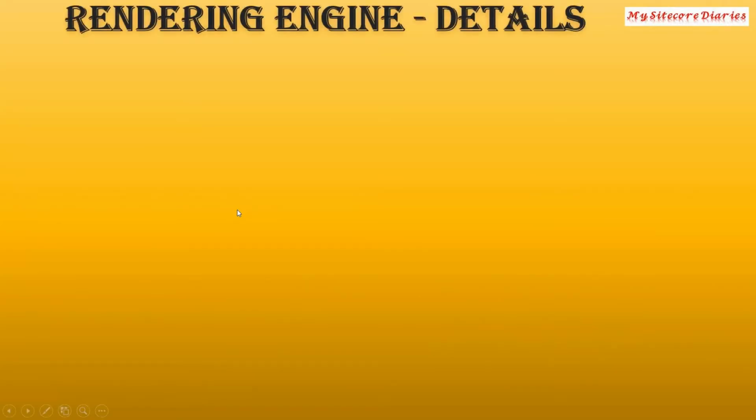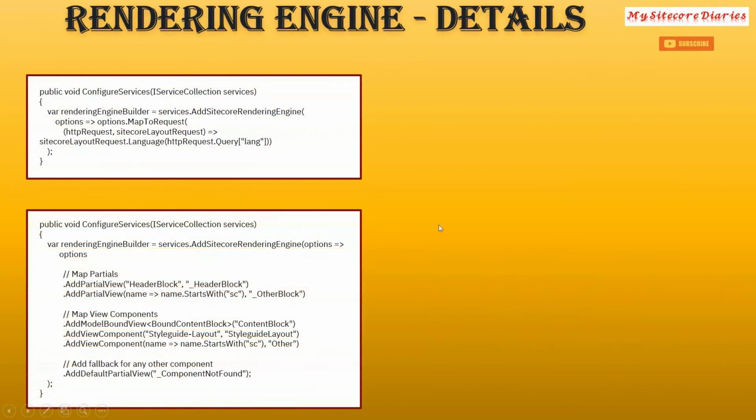So there is an example I have brought here. Here you see add Sitecore rendering engine options, where we map the request. Here your Sitecore layout request language is mapped to the HTTP request query lang. And here is another thing, where we use add partial view for the header block, underscore header block. Similarly you have model bound view and add view component. These are the sample examples which I am giving. You can check this.